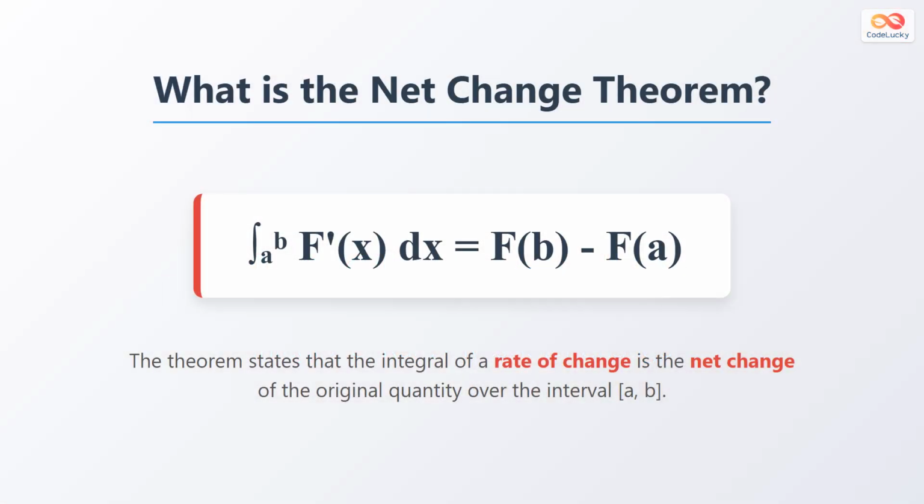So, what exactly does this theorem state? Mathematically, it says that the definite integral of a function's derivative, f prime of x from a to b, is equal to the function evaluated at b minus the function evaluated at a. In simpler terms, if you integrate a rate of change, the result is the net change of that quantity over the specific time interval.